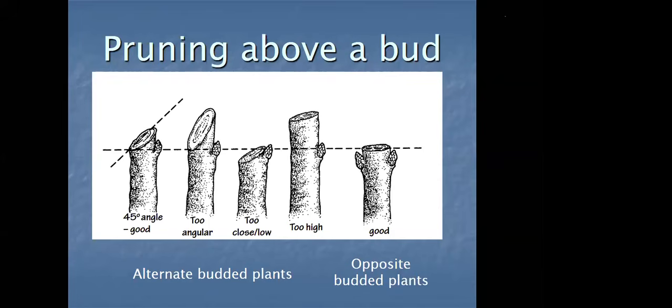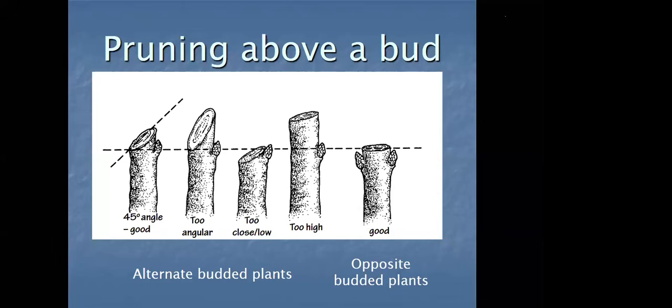And so you can go ahead and try and make that angular cut. And this is for an alternate budded plant. That means you have a bud and then you have some space on the branch and another bud above it. And so you don't want to go between the two buds. You want to make sure you're going right above the angle. And then if you go too close to the bud, then you're going to be cutting into it, and you're going to end up with some dieback there as well.